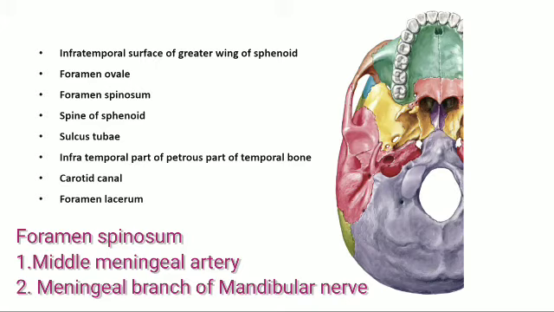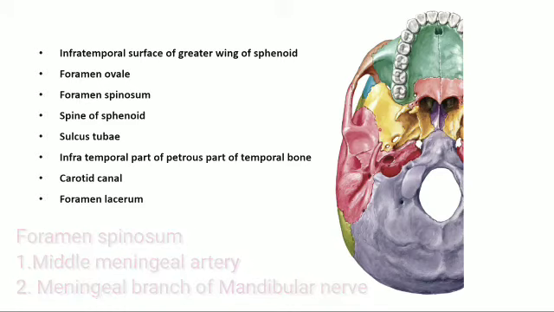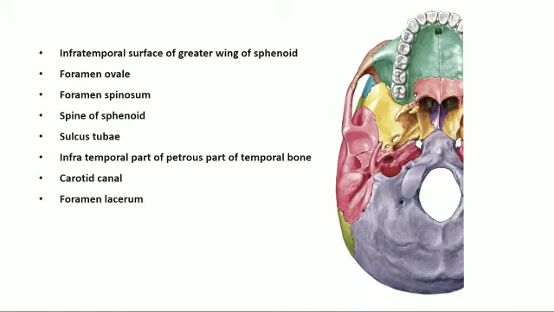Remember just lateral to that, at the junction between the posteromedial margin and the posterolateral margin, almost here you have to expect another tiny downward projection that is called as spine of sphenoid. This spine of sphenoid, its tip, is providing attachment to a ligament called as sphenomandibular ligament.